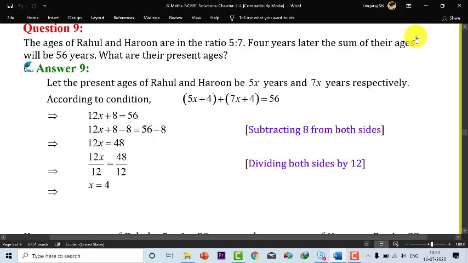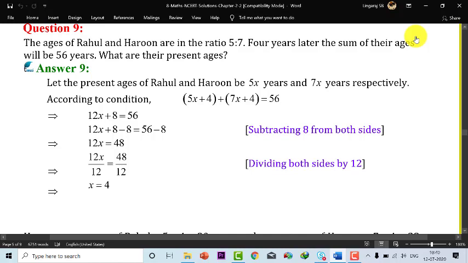In 9th question, the ages of Rahul and Harun are in the ratio 5:7. 4 years later, the sum of their ages will be 56 years. What are their present ages? So solution, let the present age of Rahul and Harun be 5x years and 7x years, because according to given ratio we can take 5x years and 7x years respectively.